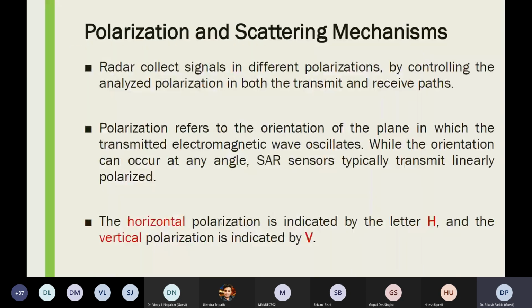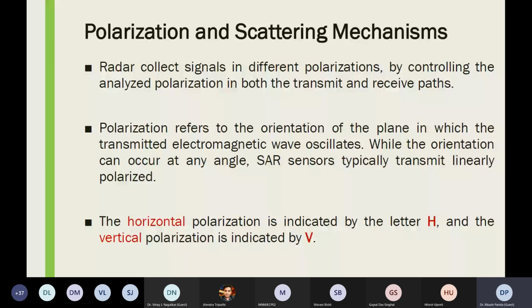And then to understand all these flood related studies, we need to understand some basic concepts related to polarizations and the scattering mechanisms of SAR data. The radar data collects different polarizations by controlling the analyzed polarizations in both transmit and receive paths. Because in SAR we have the antenna that transmits the energy, and then it collects the backscatter energy coming from the surface. So the antenna can send signals in different polarizations and receive different polarizations.